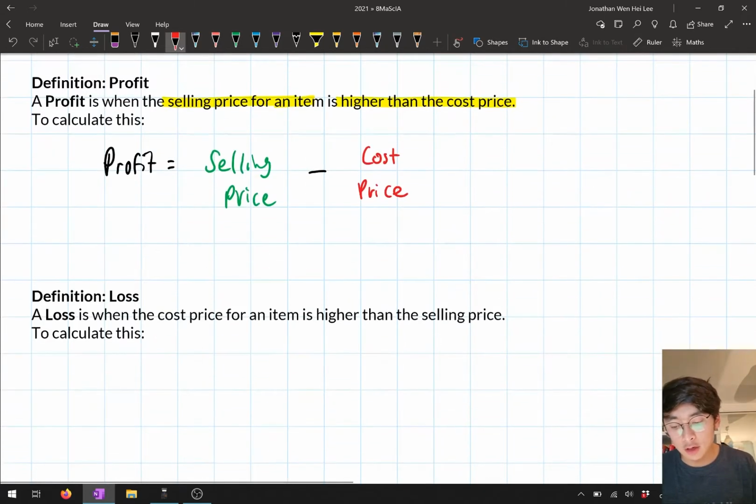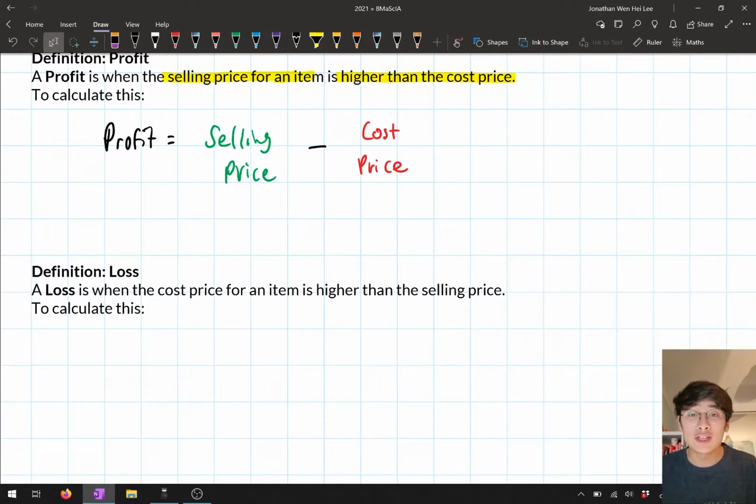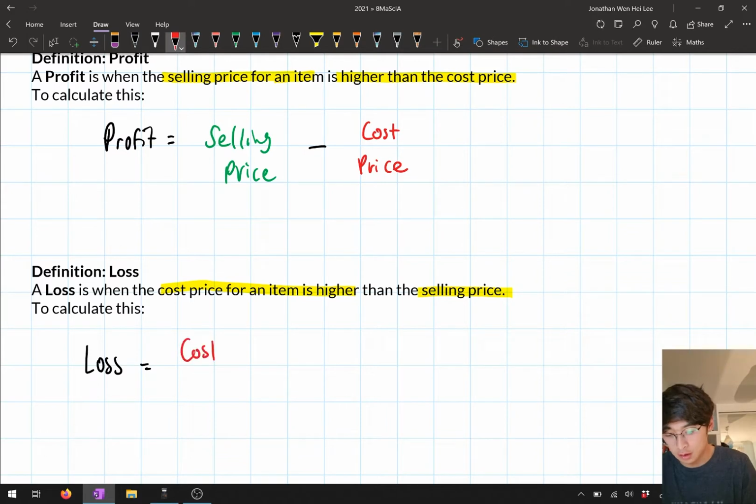The second thing that we need to know is what a loss is. A loss is when you need to sell something for less than the cost price. So here, this is when the cost price of an item is higher than the selling price. And so here, the formula we're going to use for a loss is, instead of doing the selling minus the cost, we're doing the other way around. So the cost price, and we're subtracting the selling price.